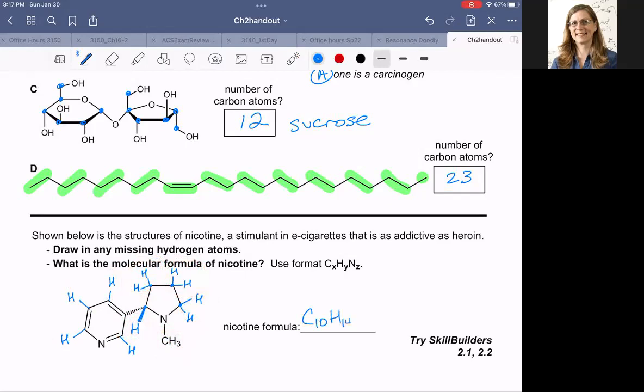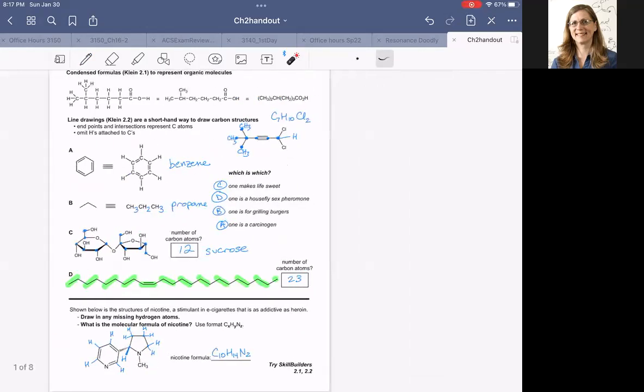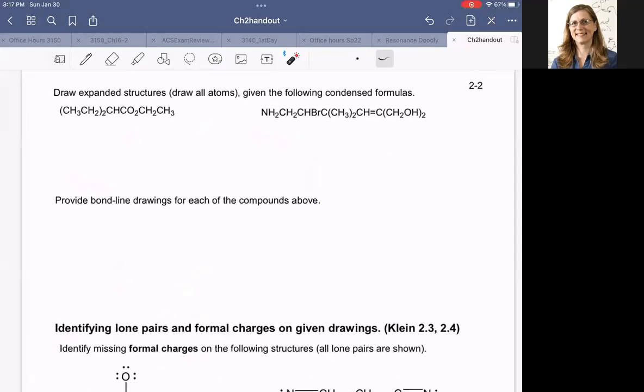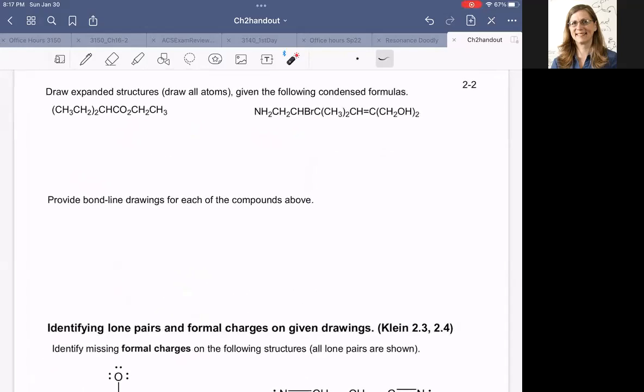C10H14 and 2 nitrogens, 1 in each ring. So line drawings, some interesting molecular skill builders 1 and 2. Skill builders 1 and 2 give us some practice in working with condensed formulas and with line drawings as well. All right, so how about the next ones?